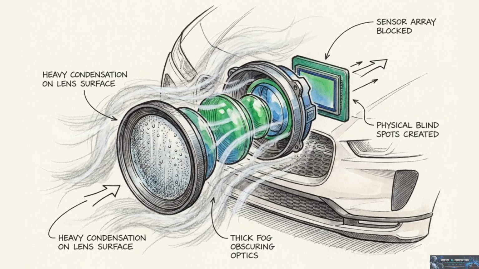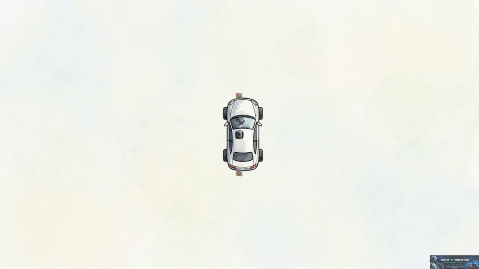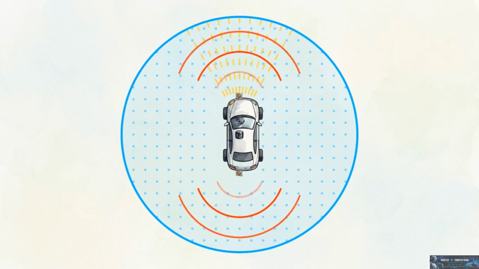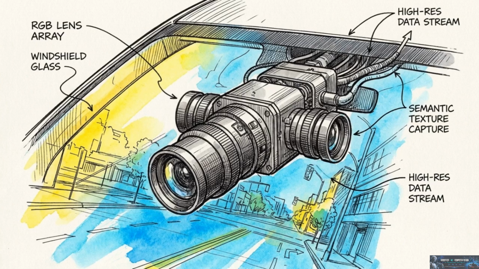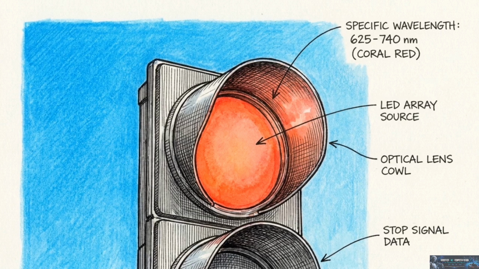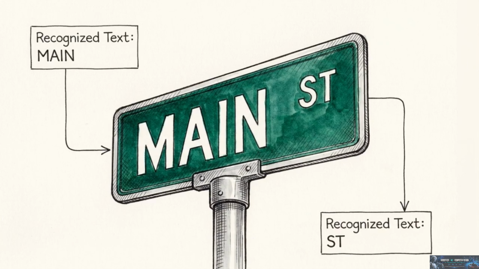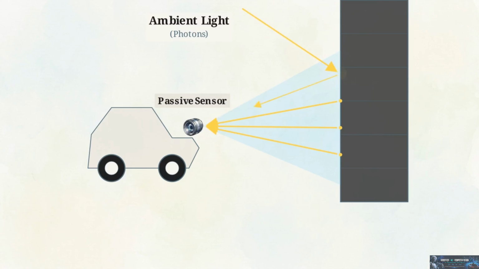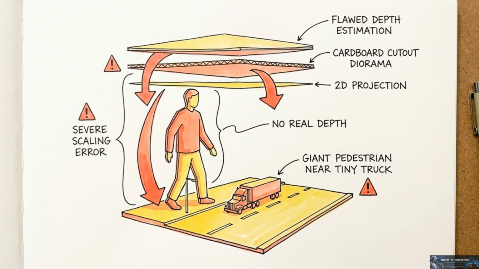No single sensor hardware can capture a perfect ground truth of the physical world. To map reality accurately, engineers use orthogonal sensor modalities, systems that measure entirely different physical properties to cross-verify each other. The most familiar of these are RGB cameras. Cameras provide dense semantic texture, capturing the colors of traffic lights, the text on street signs, and the painted boundaries of lanes. But cameras are passive sensors. They rely entirely on ambient light bouncing off objects and entering a lens. Because they process flattened 2D projections of a 3D world, they inherently struggle with accurate depth estimation.